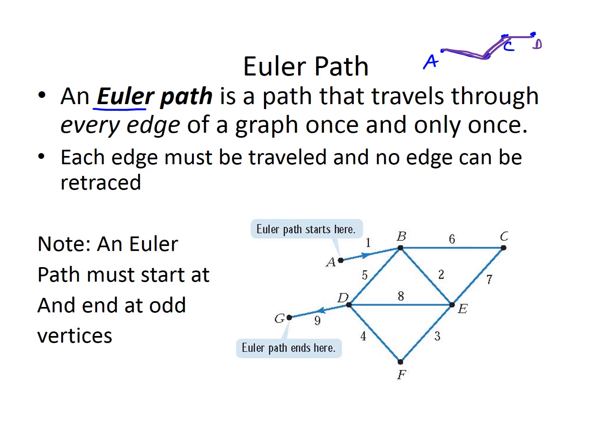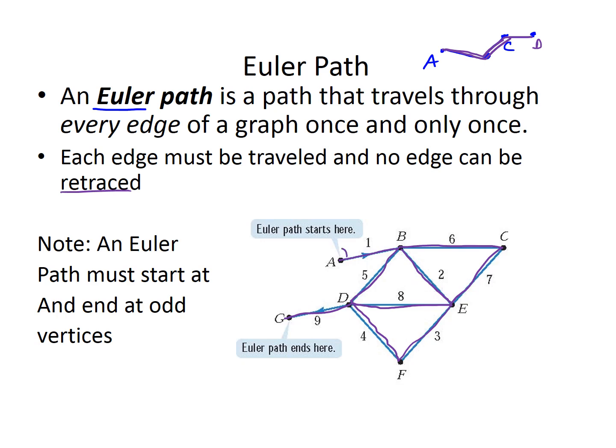So again, it says no edge can be retraced. An Euler path must start and end at odd vertices. So if we look at this one, the labels on the sides indicate the order in which they're traversed. So here we go, A to B, that's 1, 2, 3, 4, 5, 6, 7, 8, 9. So notice that we've traversed every edge exactly once and started and ended at different vertices.